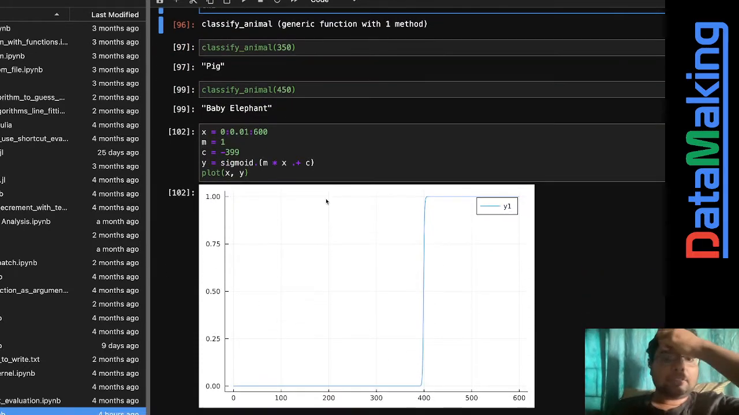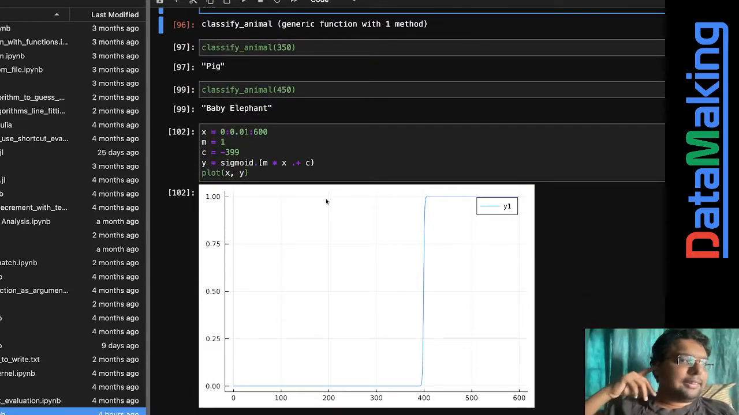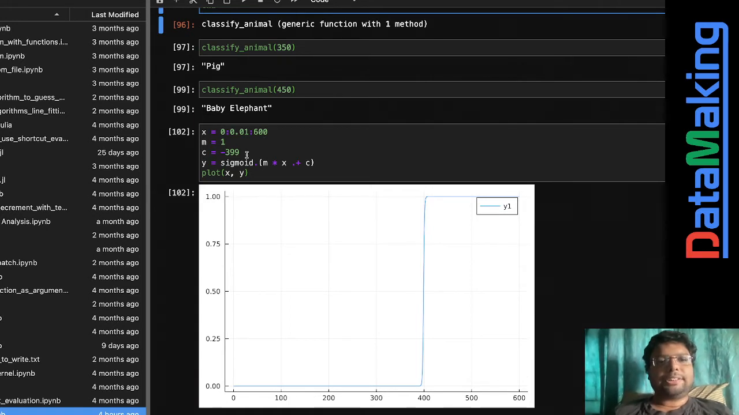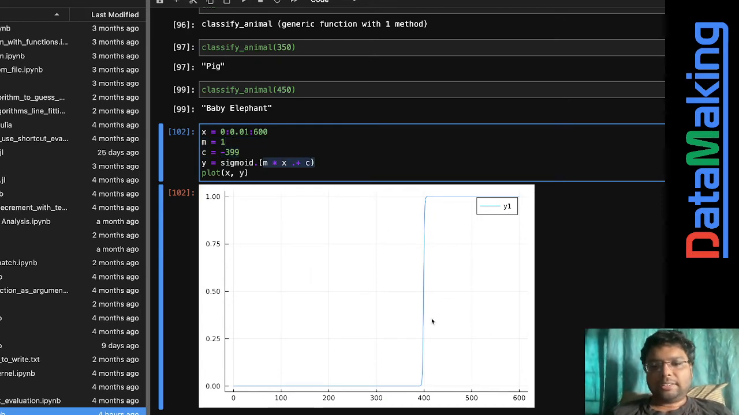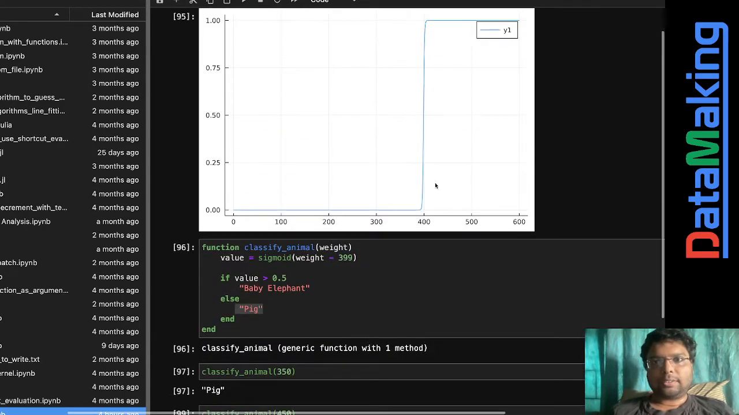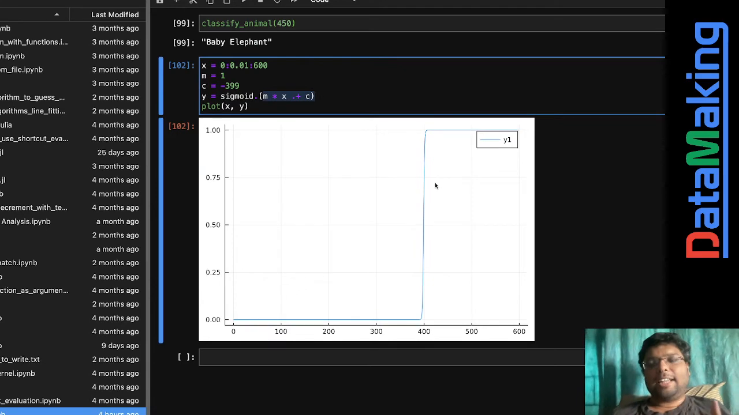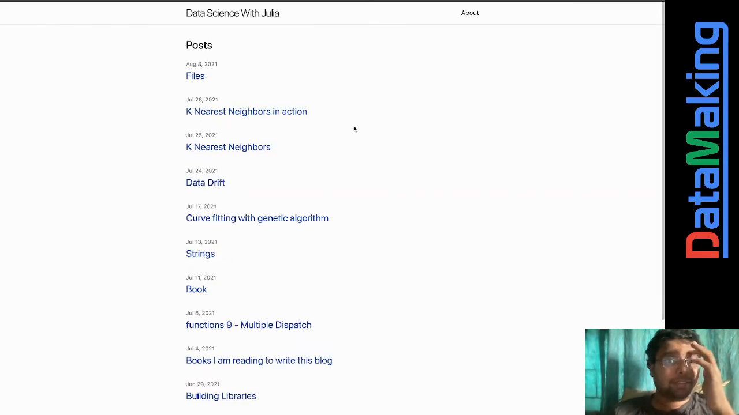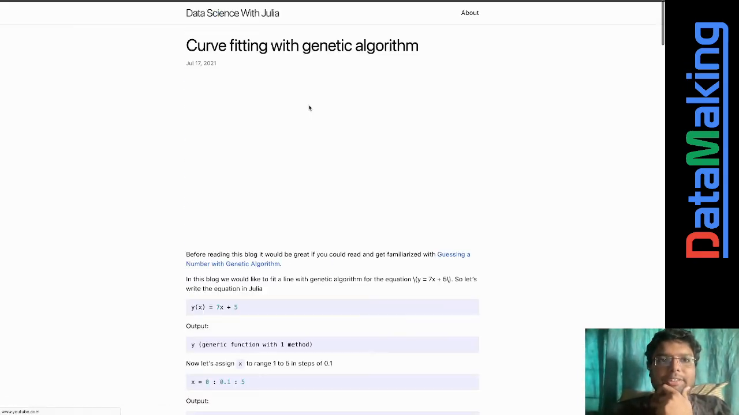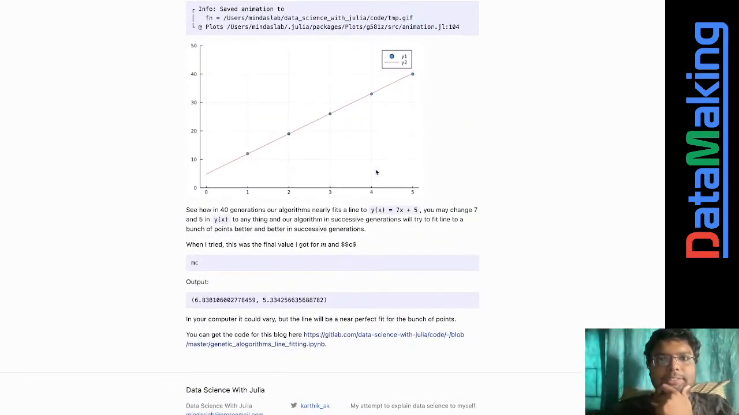What you can imagine is that the equation of a line is mx plus c. So you can have m equal to 1 and c equal to minus 399, and you still get the very same plot. This is nothing but guessing a line. In the curve fitting with genetic algorithm example, we guessed a line. We were able to fit a line to some points using a genetic algorithm.